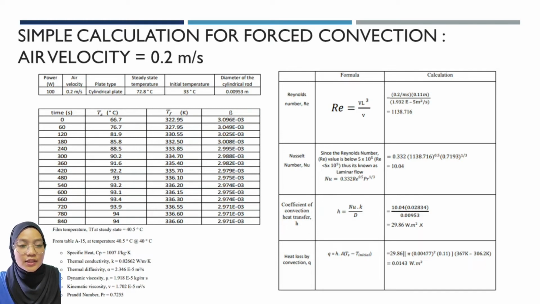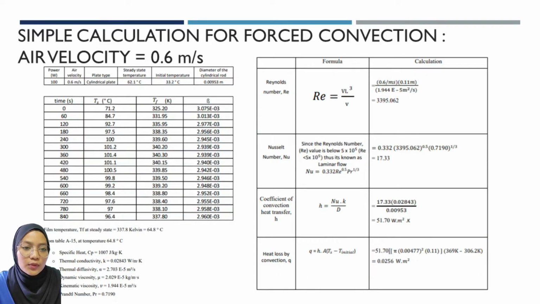For this calculation, we use the same formula as before, but different for the Reynolds number. For free convection, we use the Rayleigh number, and for forced convection, we use the Reynolds number. Next, the Nusselt number is the same formula, the coefficient of convection heat transfer is the same formula, and lastly, heat loss by convection is the same formula.